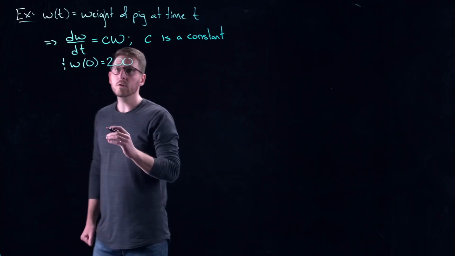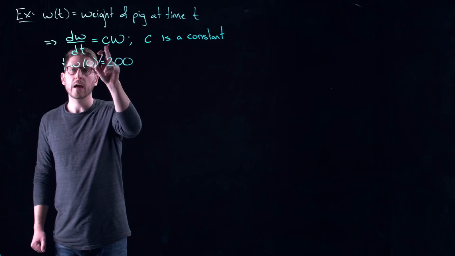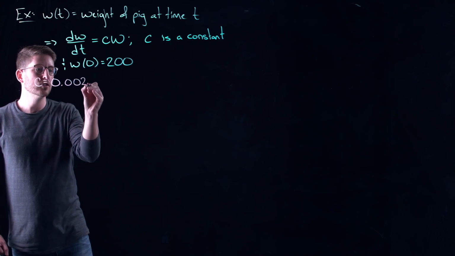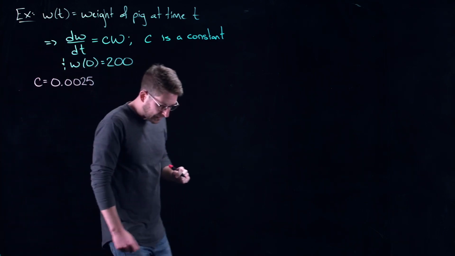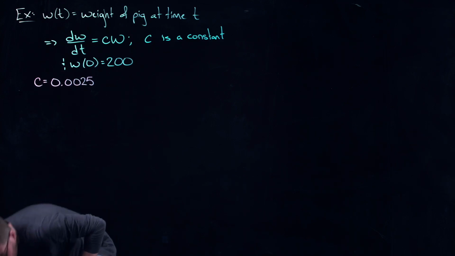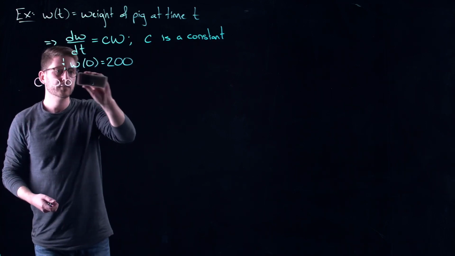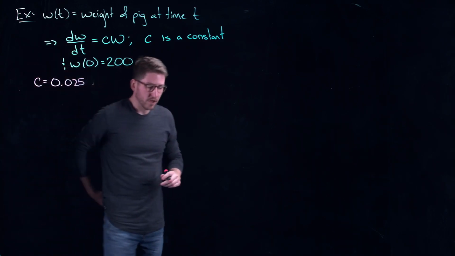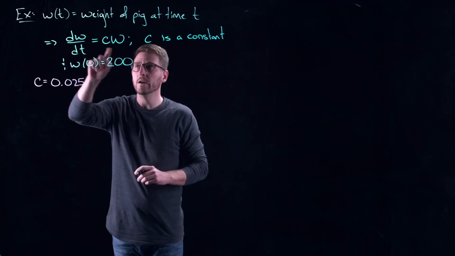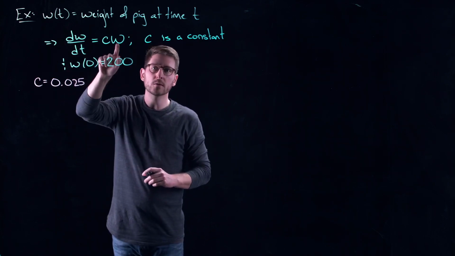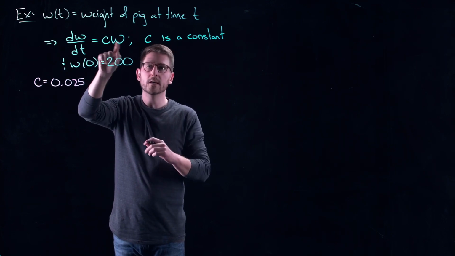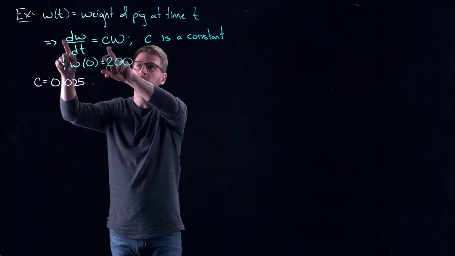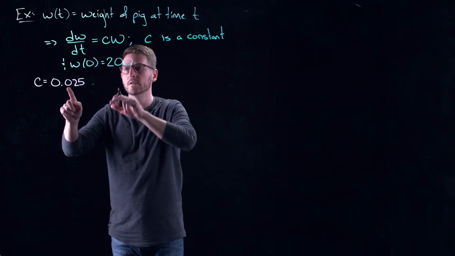So what we can do is we can use that to estimate that C should be 0.025. Pardon me, I put too many zeros in there. 0.025. And where this is coming from is just solving this equation. I know that when W is equal to 200, C times 200 is equal to 5. So that gives me C is equal to 5 over 200, which is 0.025.